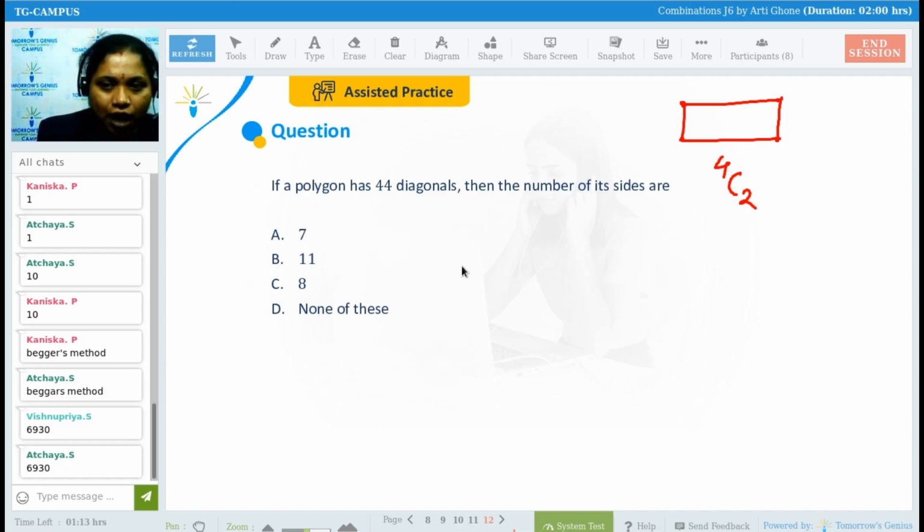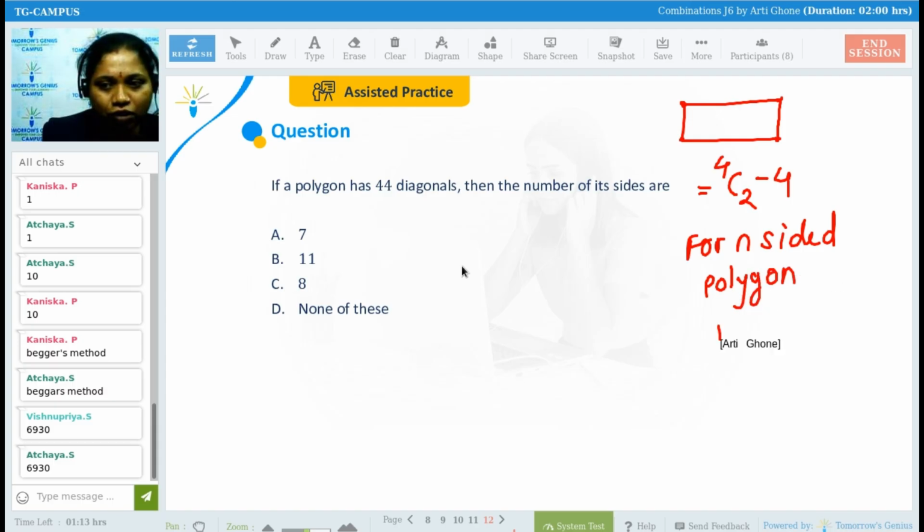Clear? Now, out of which these 4 are always the external sides of that polygon. We are taking a rectangle now. So for a rectangle, 4 points out of which any 2 will be connected. So 4C2 minus 4. So for an n-sided polygon, what will be the formula? nC2 minus n. Clear? Okay. For a 5-sided polygon, 5C2 minus 5 will be the answer. For a 6-sided polygon, it is 6C2 minus 6.